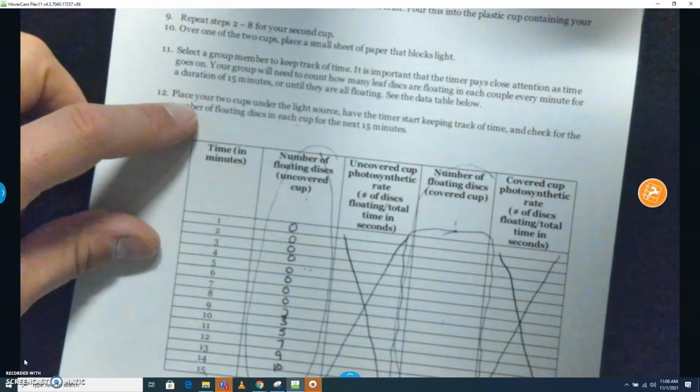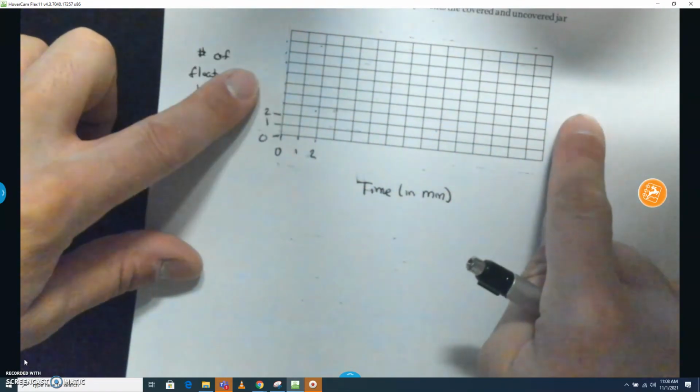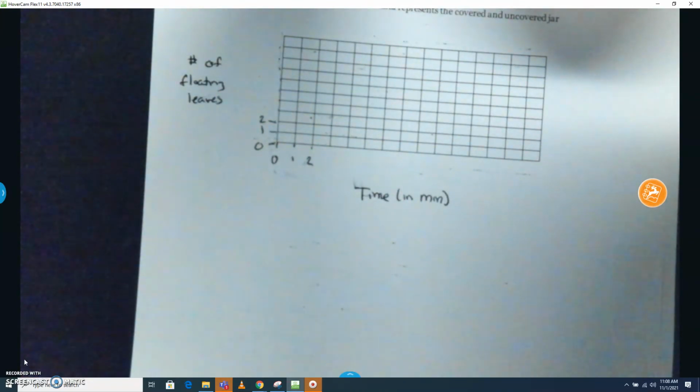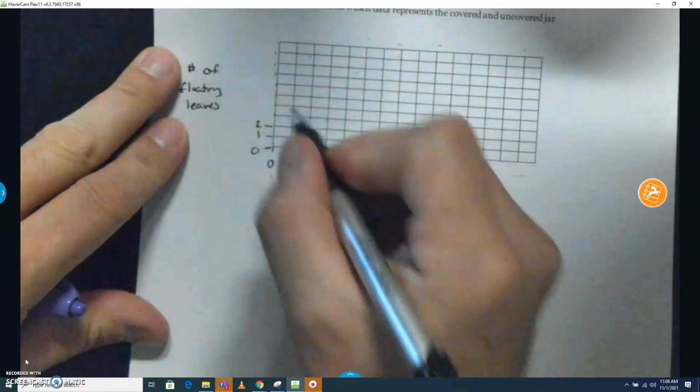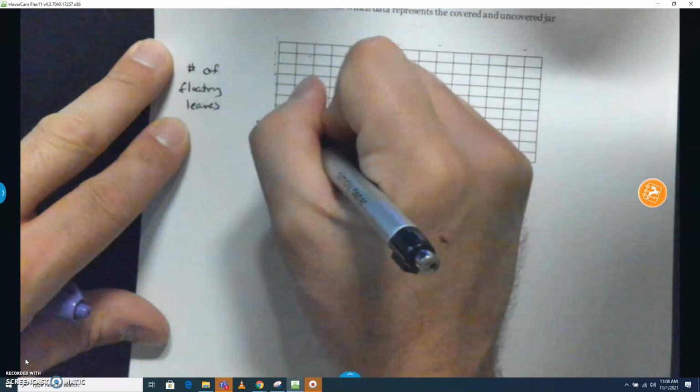One line will be for these numbers, and the second line will be for these numbers. The time is the same for both, so we can just use the single y-axis. We don't need to use both sides. But again, you should have 2 different lines. So you're going to want to do something like different colors, so I know which one is the number in the light versus the dark.